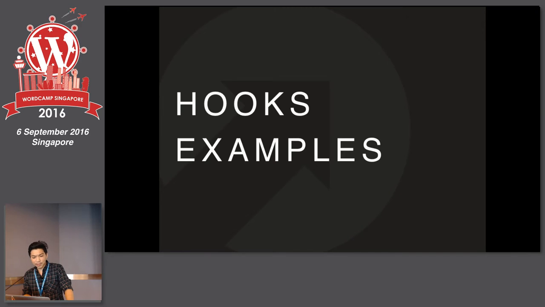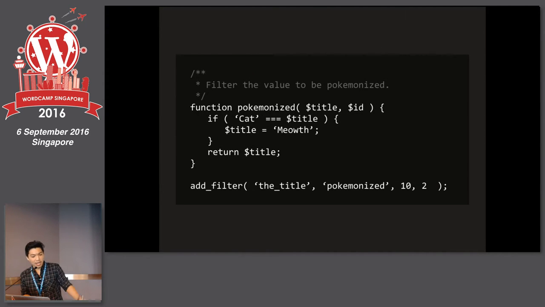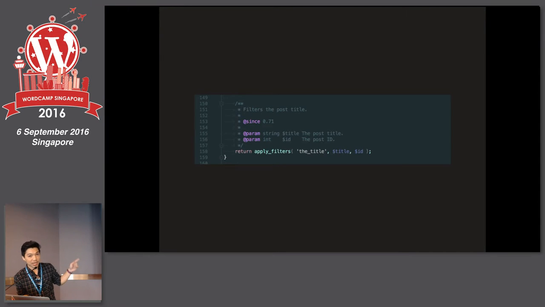Here's an example of filter hooks. We're filtering the post title here in the hope of making its title more Pokemon-ish in style. So again, it's Pokemon, so sorry. In this case, we would want to use the_title, which is readily available in WordPress, and capture its value in your callback function. So here's the documentation of apply_filters.